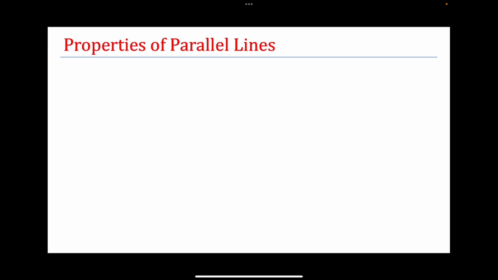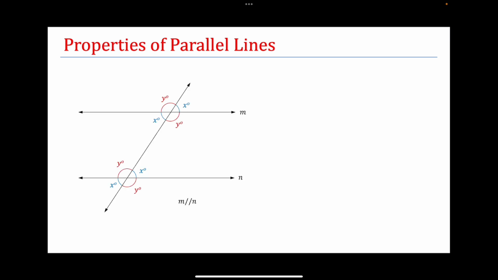Properties of the parallel lines. Here in the figure, lines M and N are intersected by a line. That line is called a transversal. The transversal intersects the lines M and N, and at the points of intersection, four angles at the first line and four angles at the second line are formed. Total 8 angles are formed.